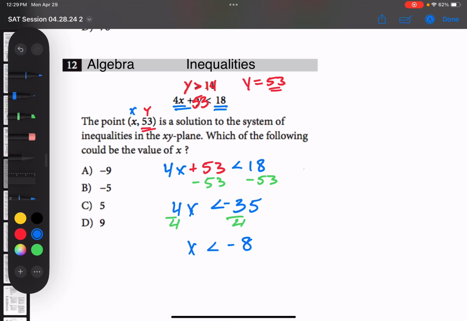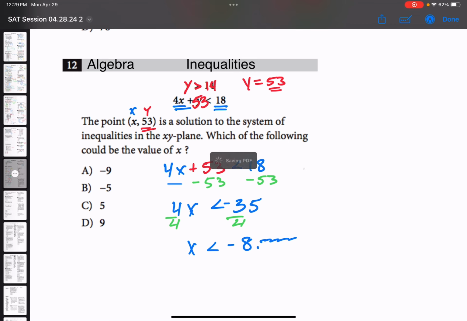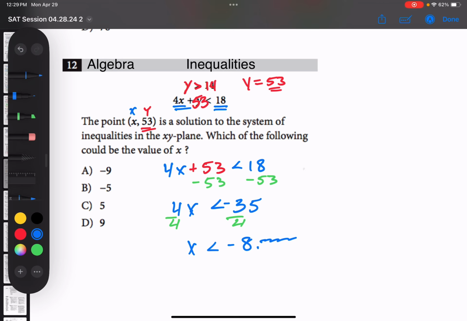Look at your answer choices. Negative 8 point something or another, right? If you use your calculator, you get your answer. So it's negative 8 point something. It's a little less than 9, but what's less than negative 8? Negative 9. So that is your answer.